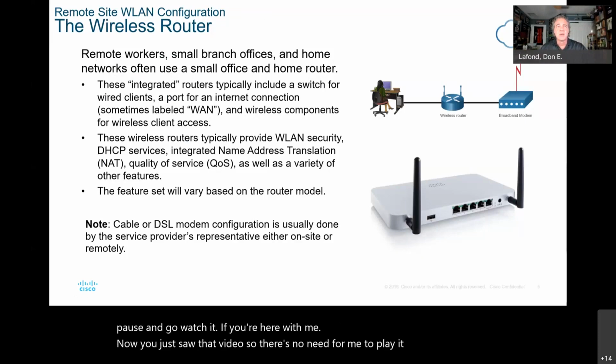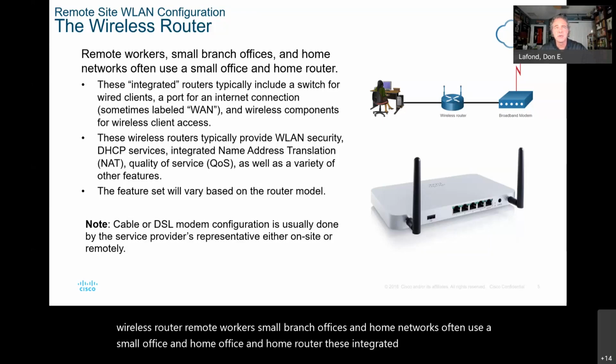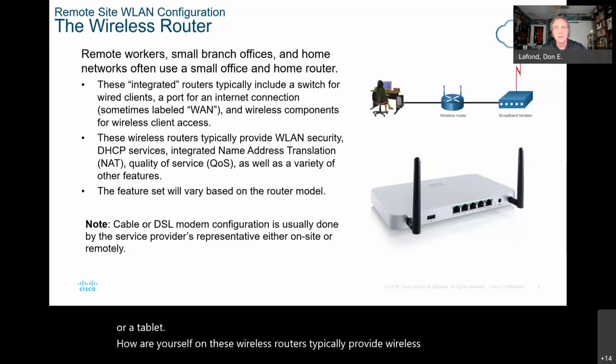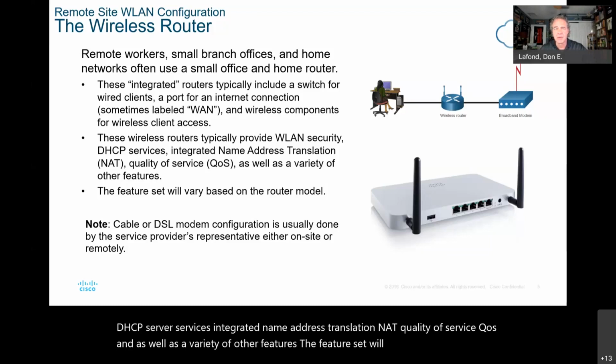Now, the wireless router. Remote workers, small branch offices, and home networks often use a small office and home router. These integrated routers typically include a switch for wired clients, a port for internet connection, sometimes labeled a WAN, and wireless components for wireless client access, such as through a laptop or a tablet or your cell phone. These wireless routers typically provide wireless LAN security, DHCP services, integrated network address translation, NAT, quality of service, QoS, as well as a variety of other features. The feature set will vary based on the router model.